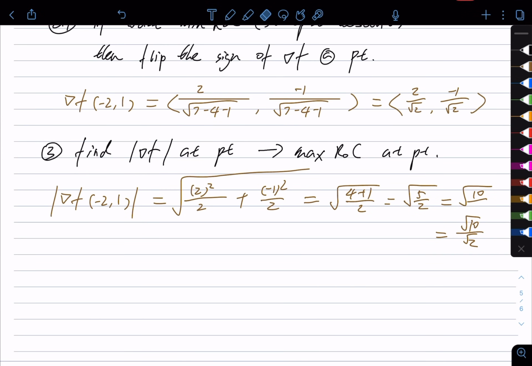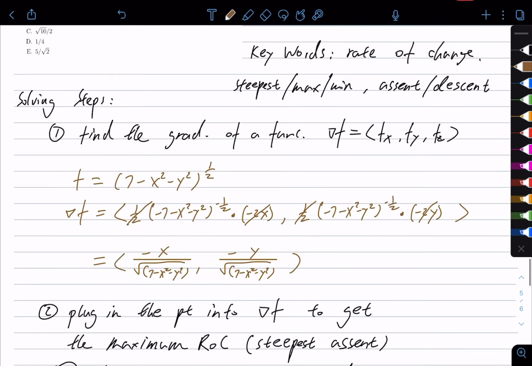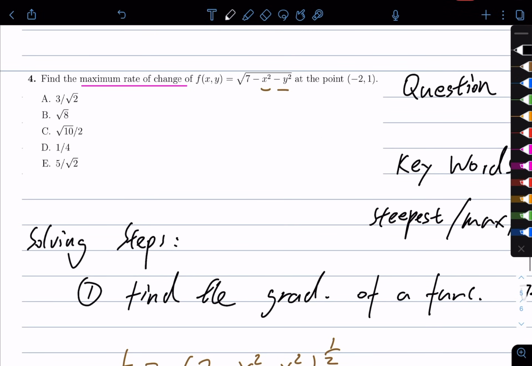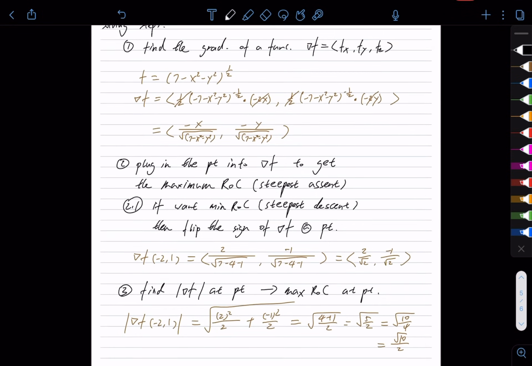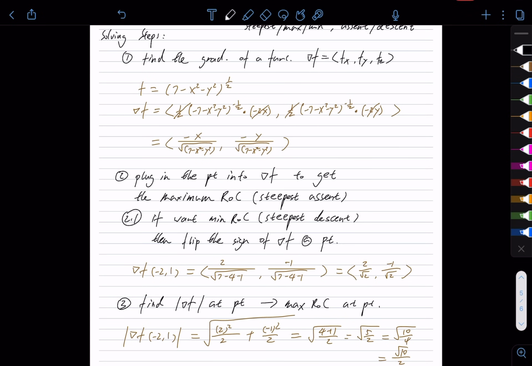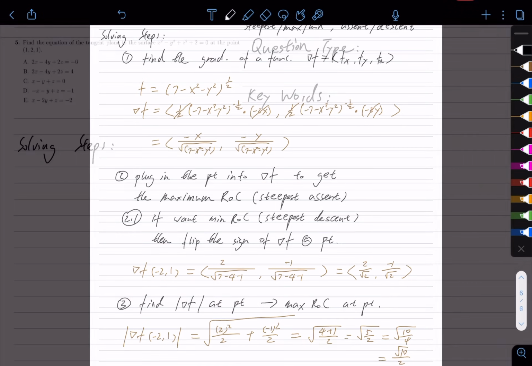Oh, never mind. It's 10 to the 4, 10 and 4. So that's 10 to, my bad. So that is the correct answer, which is C, Charlie, right? So this is the solving steps to find the maximum rate of change for a function.